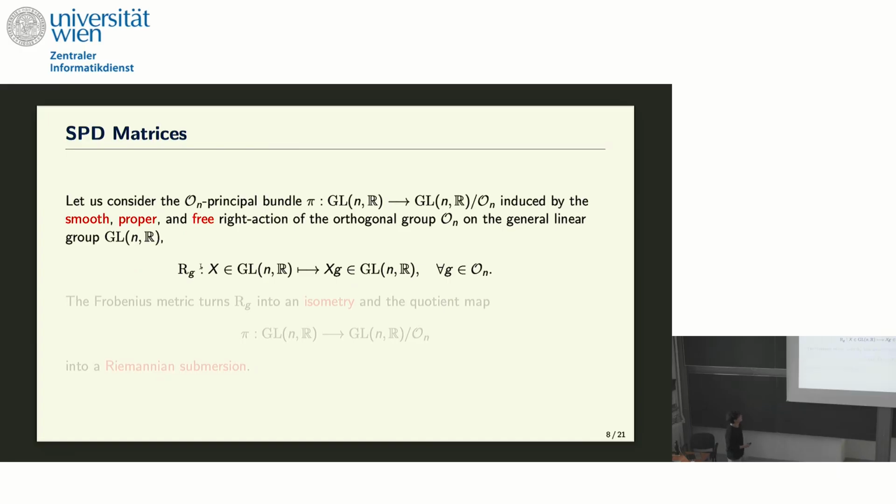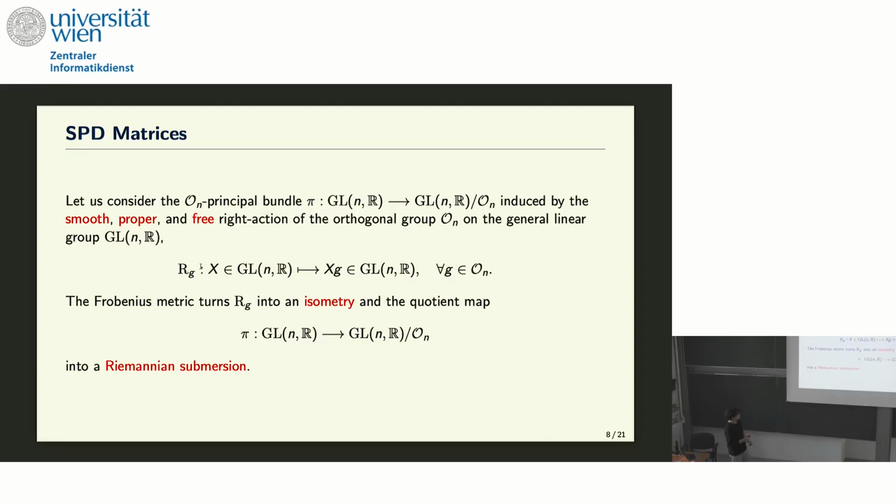Okay, so let's go back to SPD matrices, covariance matrices. We have a very similar construction. We have the group of orthogonal matrices acting on the space of general linear matrices in a smooth, free, and proper way, simply by right multiplication. Now the Frobenius metric, the usual Euclidean metric on matrix space, turns this group action into an isometry and the quotient map into a Riemannian submersion.